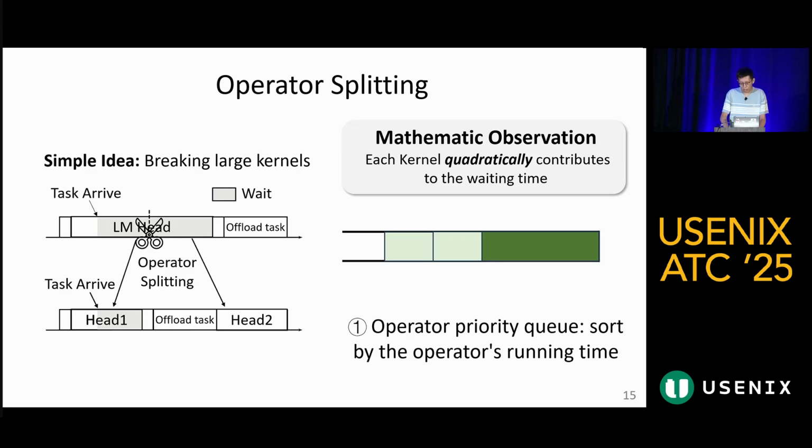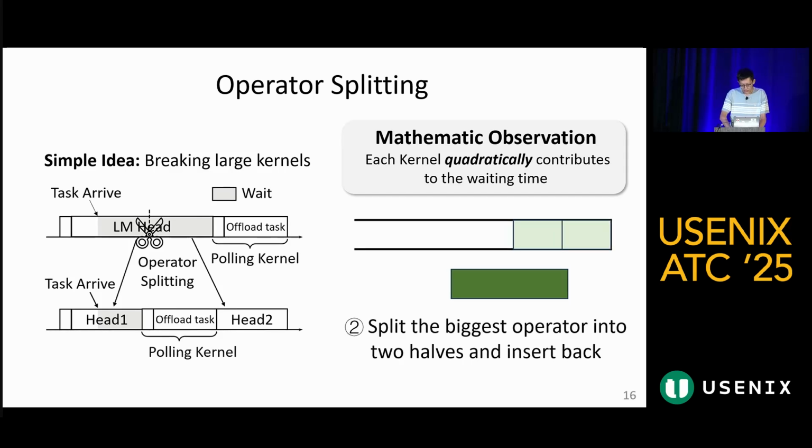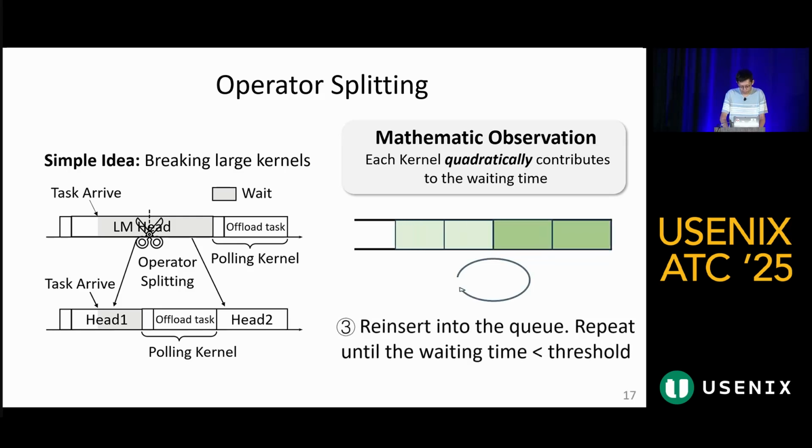The first step of our algorithm is to sort all operators by their running time in the priority queue. So, we can easily find the longest one. Then, we take the biggest operator from the queue, split it into two halves, and insert these two smaller pieces back into the queue. We repeatedly split the new longest operator in the queue, and continue this process until the estimated waiting time drops below a predefined threshold. With operator splitting, our polling mechanism gets more frequent opportunities to run.